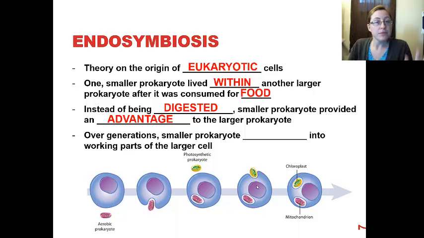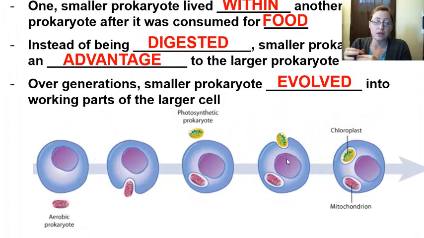And so this happened many, many times over many, many generations, okay? And we're talking many years, a long, long period of time. And eventually what happened is, instead of the smaller prokaryote being its own living thing inside the large prokaryote, it evolved into just being a part, a non-living part, of that larger cell.